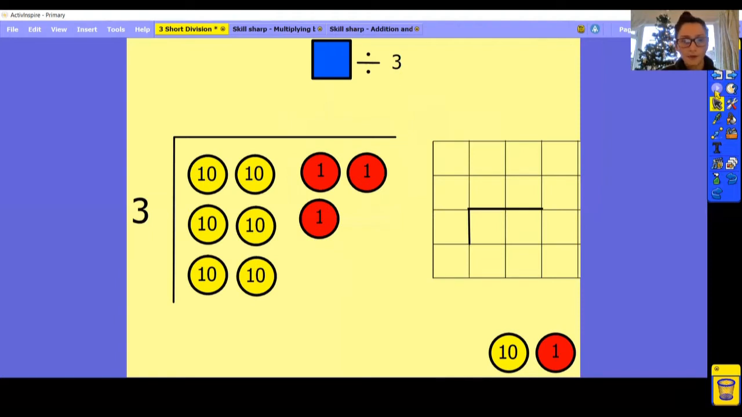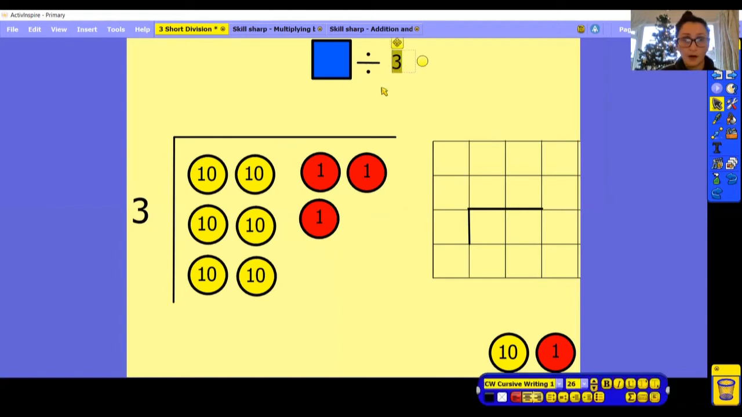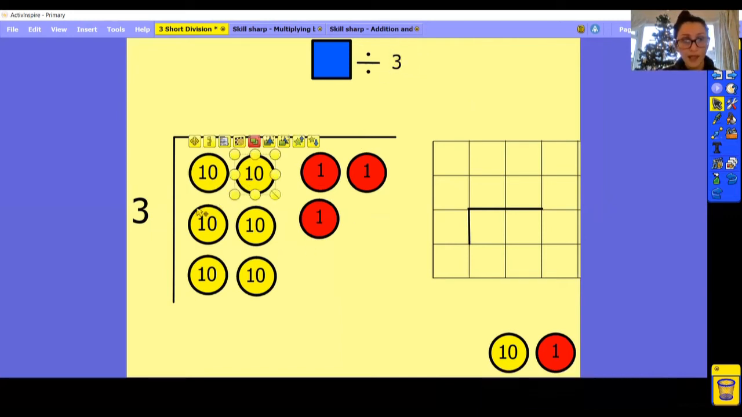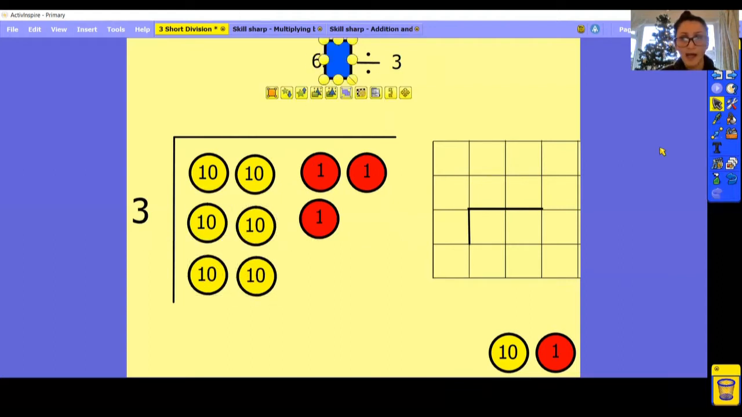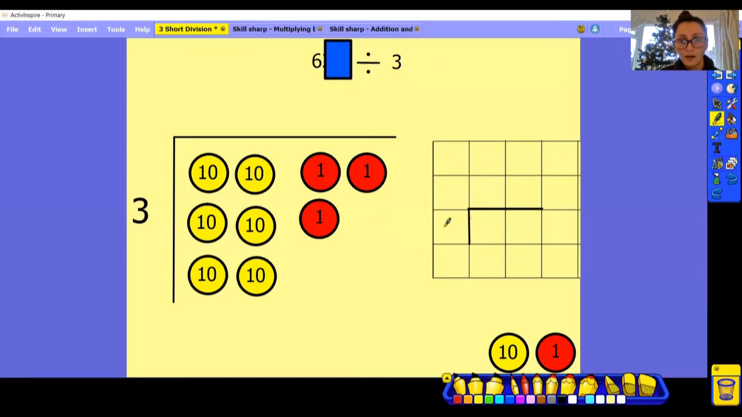So here, first of all, we have this number, okay? First of all, we've got our divisor, which is 3. So we know in the divisor, we're going to have 3 in each group. And again, let's see how many 10s that we have, okay? So we've got 10, 20, 30, 40, 50, 60. So we have our 3 here. And so far we have 6 10s.